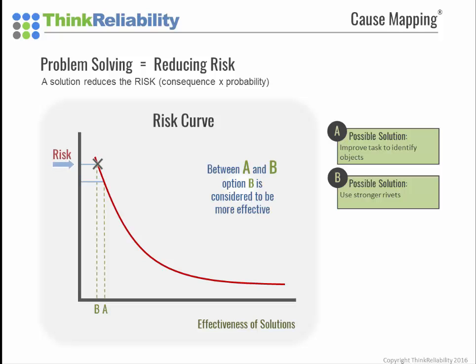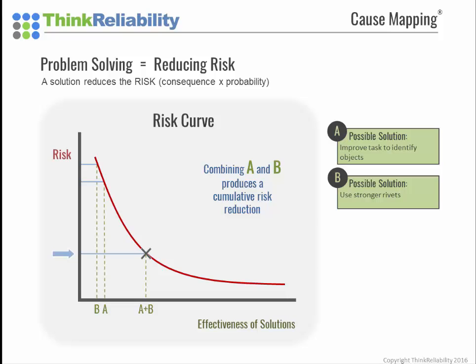Now, not to get into debating which one's more effective or ineffective at this point, but let's say option B is not as effective as that process-related solution. So you can see where that would put us on the curve. So between A and B, option B would be more effective. Now let's say we implement both solutions. Where does that put you on the curve? Well, if we implement both solutions, now you get this cumulative reduction in risk.